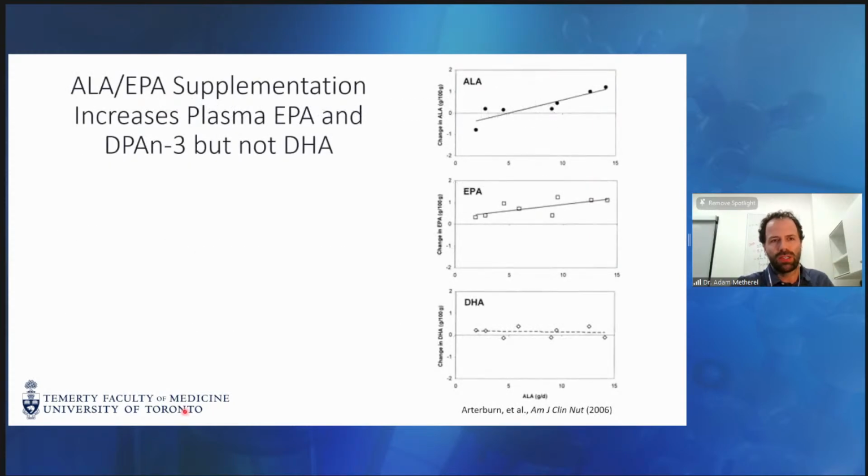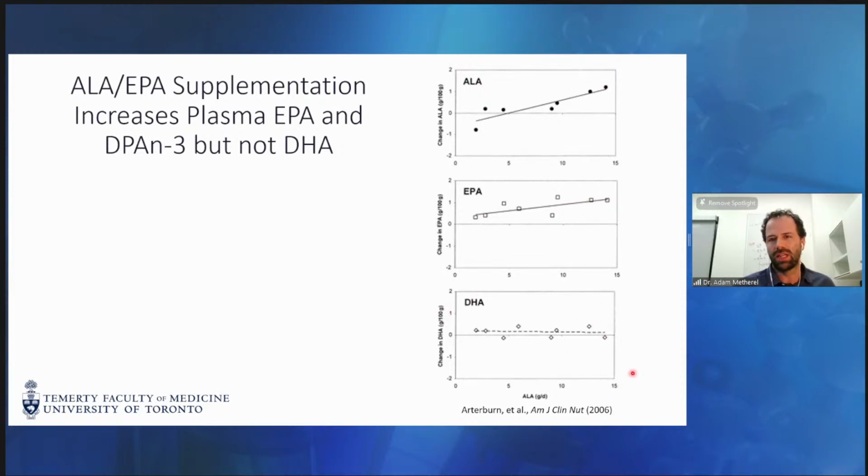So with regards to supplementation studies, the response to ALA supplementation is fairly well established. Here we have the change in blood ALA on the y-axis and the amount of ALA supplemented in a review paper. You can see up to 14 grams of ALA per day increases blood ALA levels, increases blood EPA levels, but no change in DHA levels.